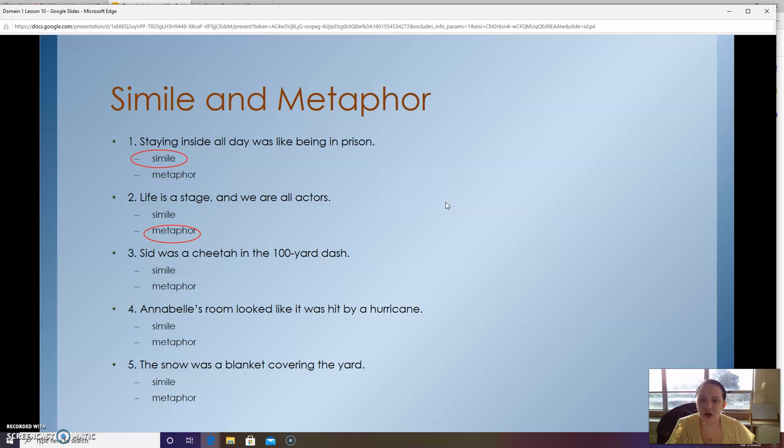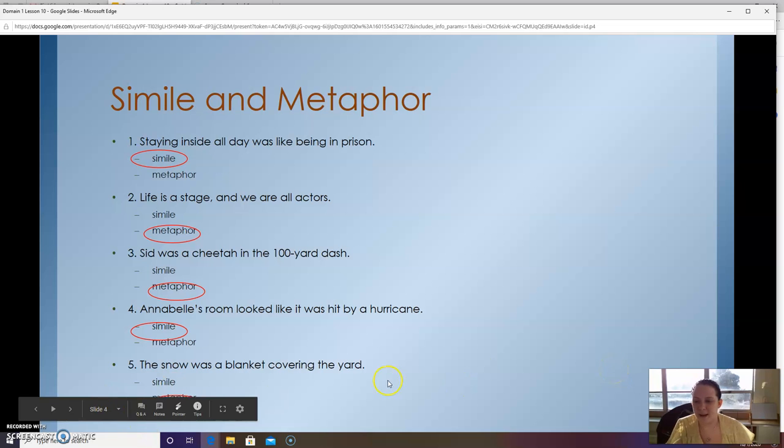Sid was a cheetah in the 100-yard dash. Did they say like or as? Nope, so it's going to be a metaphor. Annabelle's room looked like it was hit by a tornado. What do you think this one is? It's a simile. It says like right there. The snow was a blanket covering the yard. Is this a simile or a metaphor? This one is a metaphor.